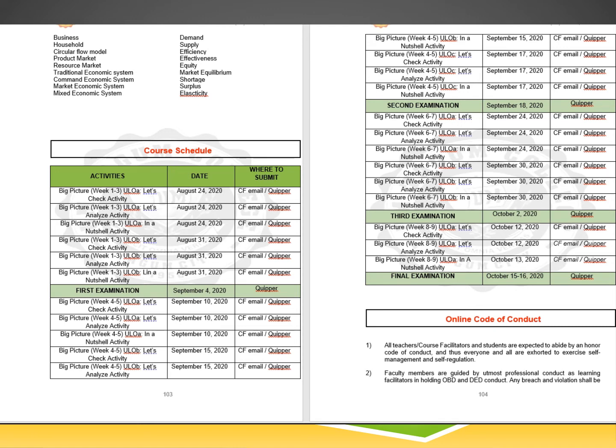So we come here to your course schedule. There are specific dates mentioned here for when you are going to submit. Obviously, we are already late on the schedule because we started only on August 24. In the course schedule, you will see the activities, the specific dates, and where to submit the activity or output.